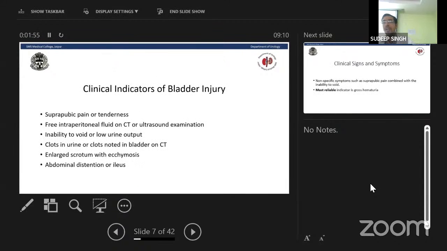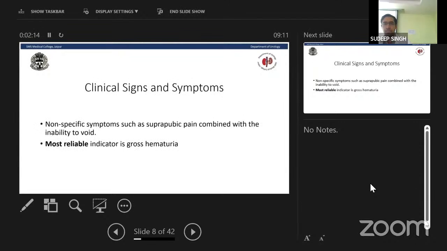So what are the clinical indicators? The clinical indicators include suprapubic pain or tenderness, and free intraperitoneal fluid on the CT. The patient may be unable to void or have a lower urinary output. There may be clots in the urine. The scrotum may be enlarged with ecchymosis. There may be abdominal distension, or the patient may be in ileus.